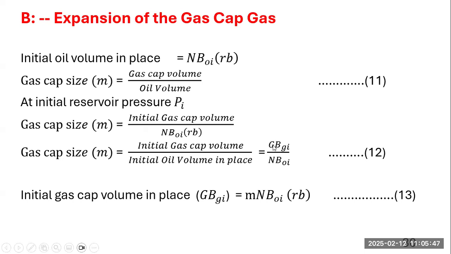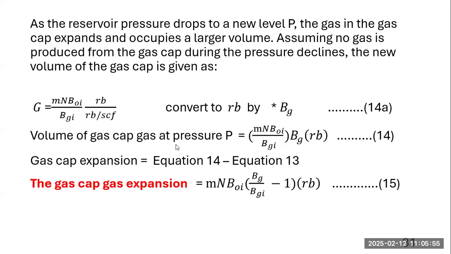From here, this is your GBGI equals MNBOI. Then the volume of gas cap at pressure P, as at every other pressure, is MNBOI over BGI multiplied by your BG in reservoir barrel. This is your equation 14. So your gas cap expansion is your equation 14 minus equation 13.